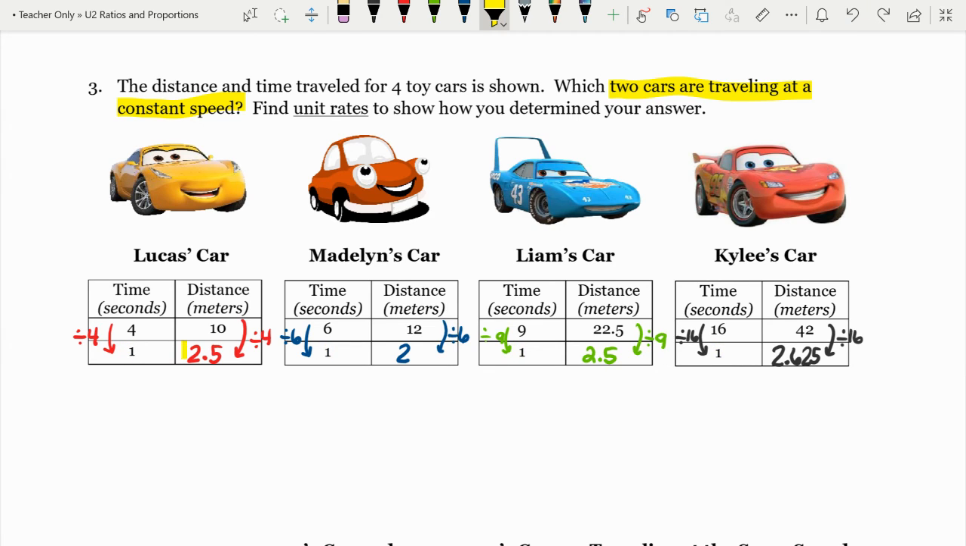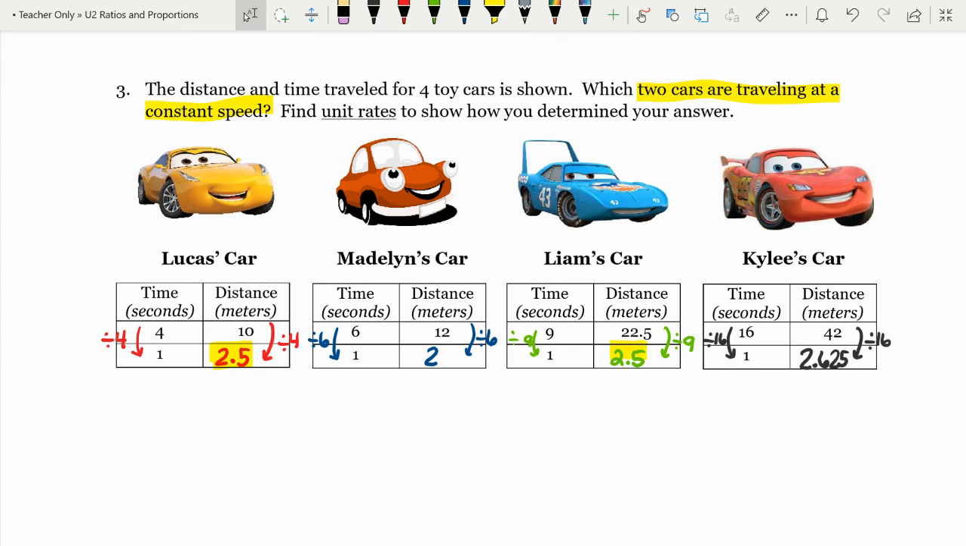So if we look, it looks like Lucas's car and Liam's car are going to be the 2 that are traveling at the same speed. Madeline's car is just a little bit slower, and Kylie's car is a little bit faster.